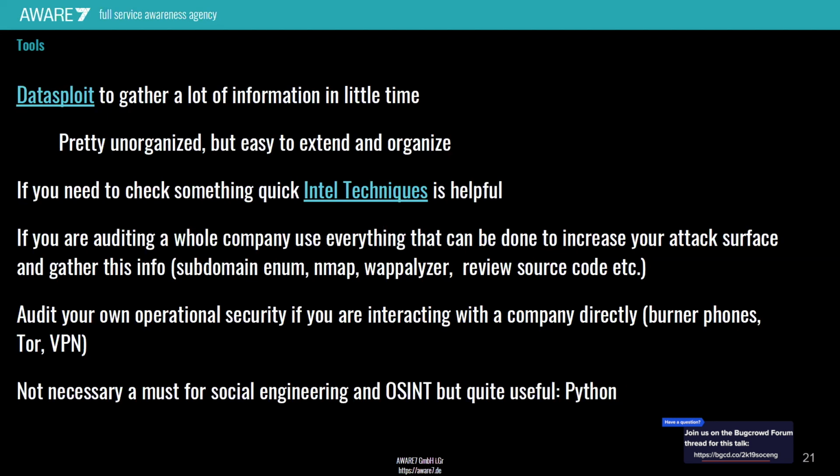Also quite useful, but not a must for social engineering or OSINT, is Python, because with Python you can script really easily. You can also use Go, I just forgot to mention it, or whatever scripting language you're using. A bit of scripting is always useful, even if you're doing social engineering or OSINT.